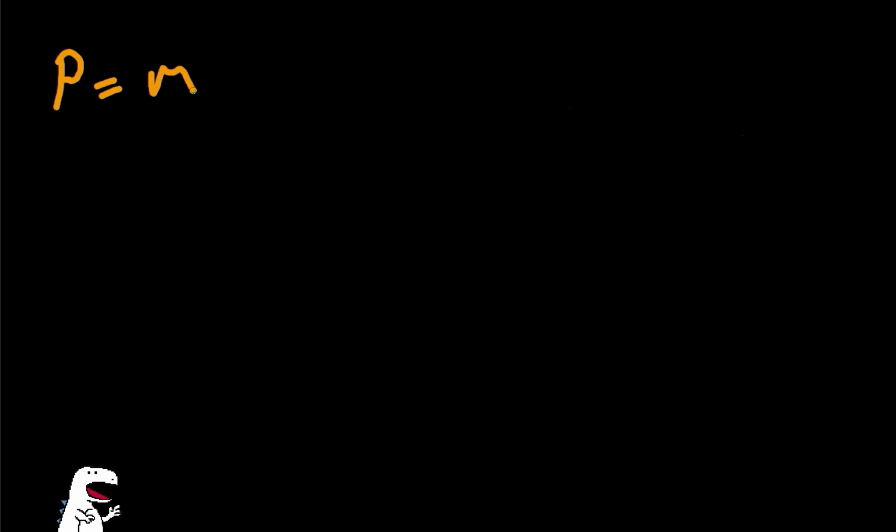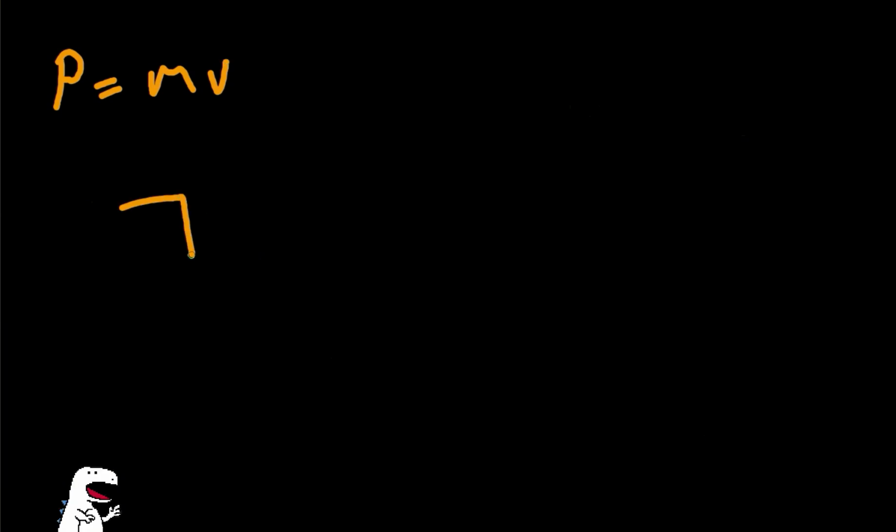Finally, as the last and final concept we discuss in this video, we're going to be talking about momentum, which is denoted as P, and it's simply just mass times velocity. And momentum represents the quantity of motion. So momentum is conserved in isolated systems.